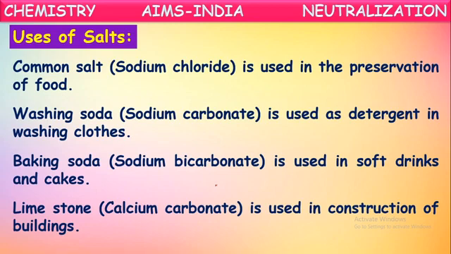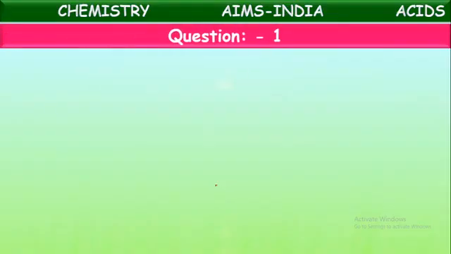Limestone, which is chemically calcium carbonate. It is in the form of stones and is used in the construction of buildings. These are the different salts which we use in our daily life. So this we can say as the uses of salts. Okay, children, now let us see the assessment.